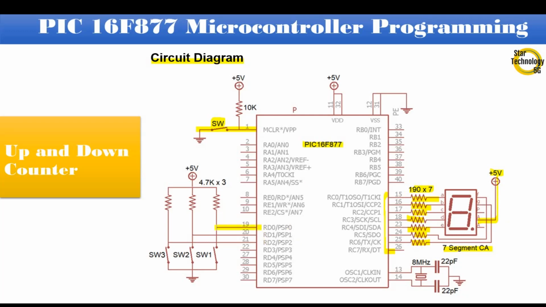Pin RD0 is connected with switch 1. Pin RD1 is connected with switch 2. Pin RD2 is connected with switch 3. And that is pull-up resistor. The value of the resistor is 4.7 kilo ohm. Other side of the switch is connected with ground. Pin numbers 13 and 14 are the interface with an 8 MHz crystal, and 22 pF capacitors are connected with the crystal. Pin number 11 and 32 are connected with positive 5 volts. Pin number 12 and 31 are connected with ground.